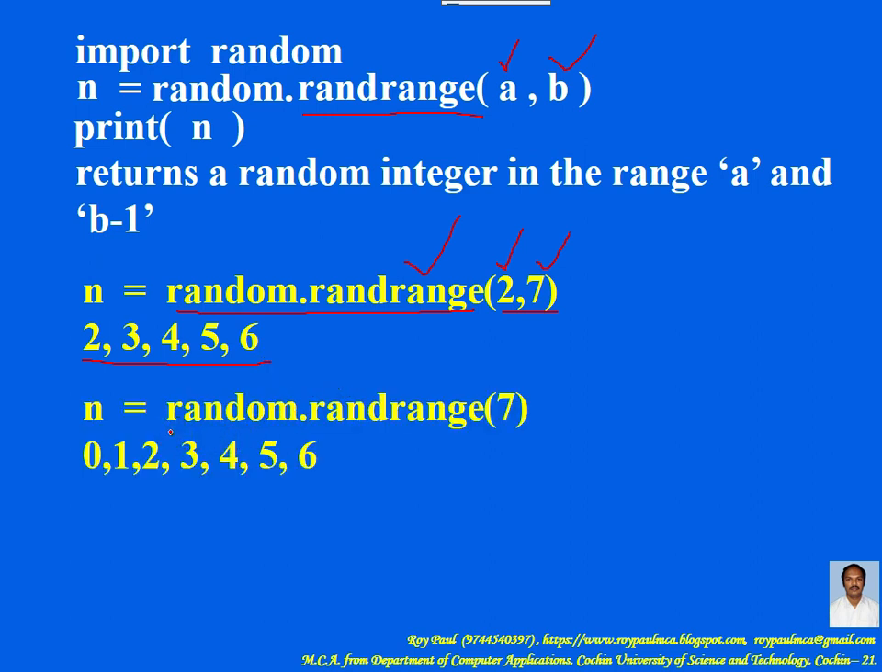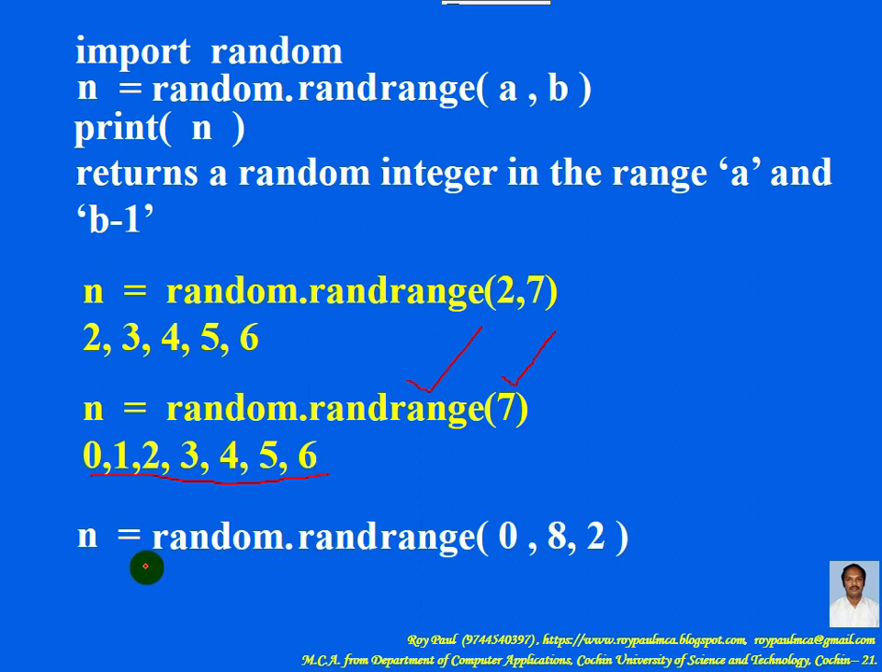Consider another statement random.randrange(7). So if only one argument is given, it is taken as the second argument, and by default the first argument is taken as 0. So this is equivalent to saying 0 comma 7. So your randrange function returns a random integer between 0 and 7 minus 1, 0 and 6. So the possible outcomes are 0, 1, 2, 3, 4, 5, 6.